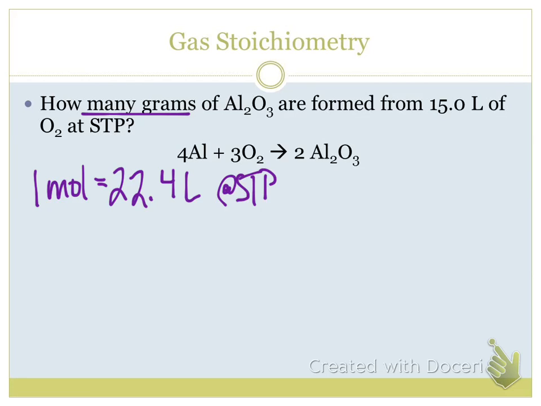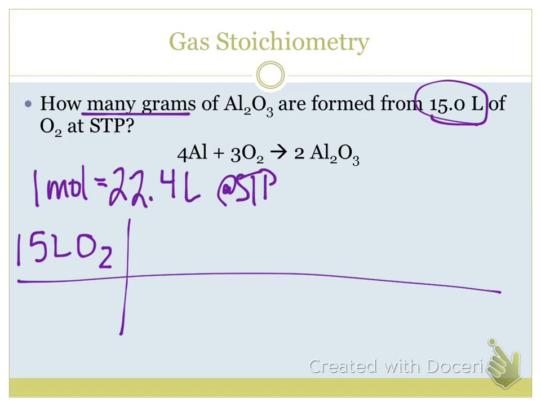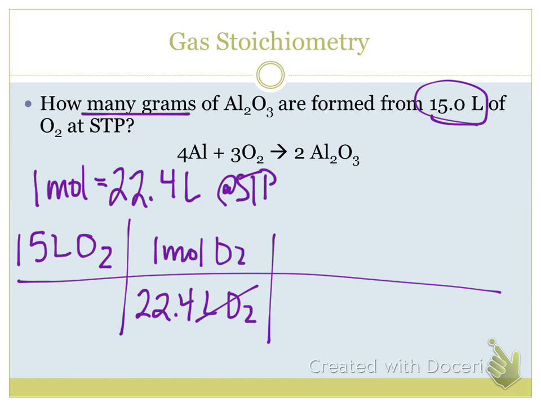So we're going to start with what we know, right? We know we have 15 liters of O2. Our overall goal is to get to grams of aluminum oxide. But to get there, we need to go from liters of O2 to what? Moles of O2. We can't go to our other substance yet. So we would say 22.4 liters of O2 is equal to 1 mole of O2. Now I'm left in moles of O2.